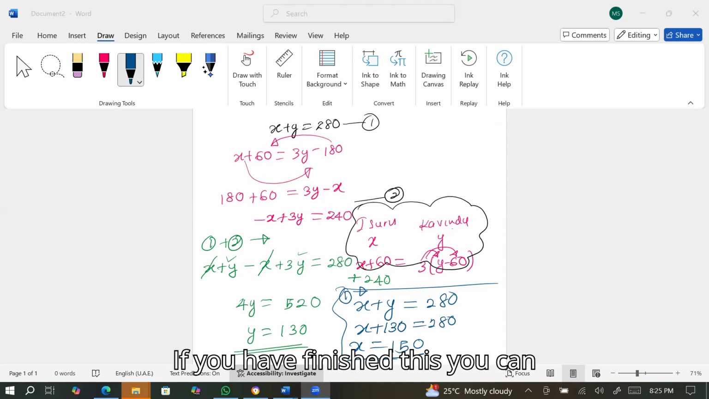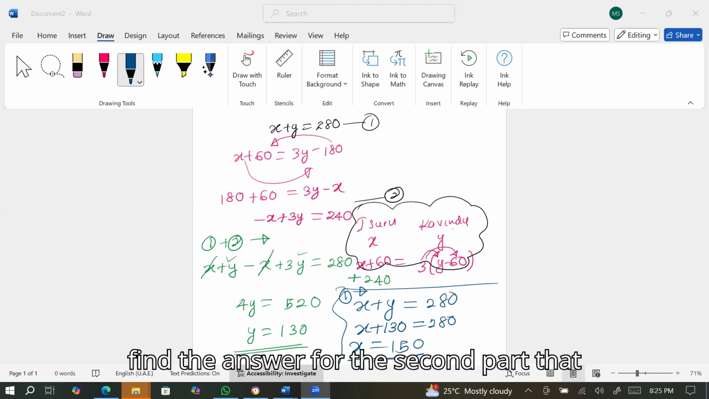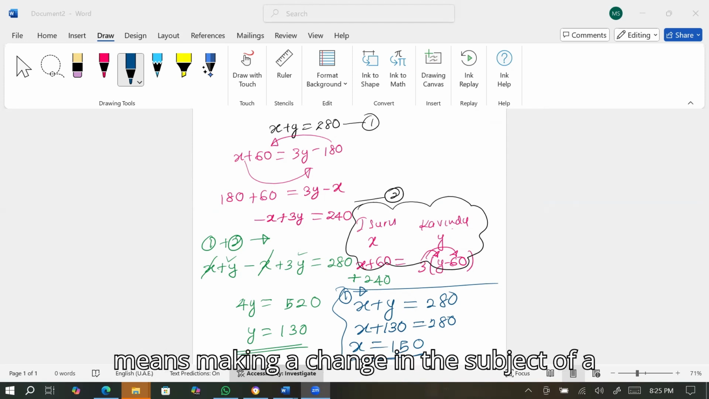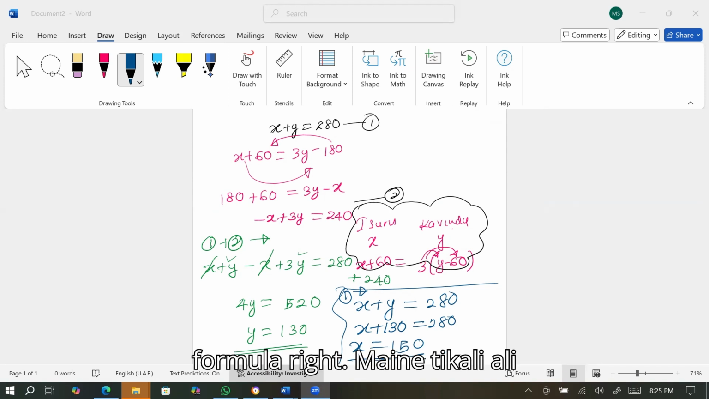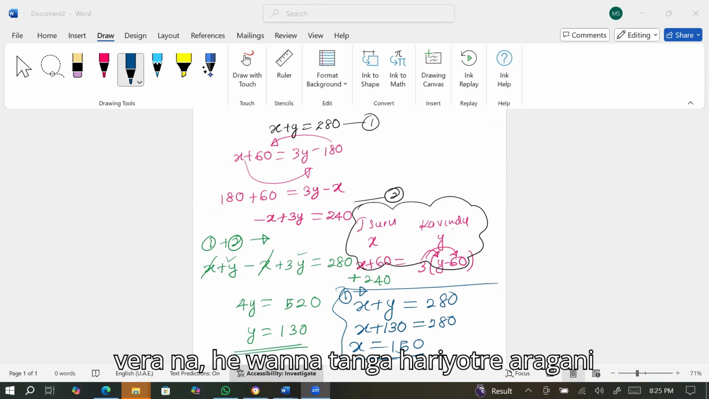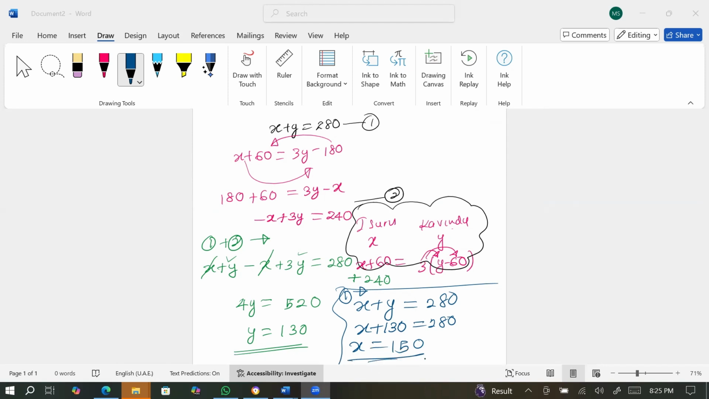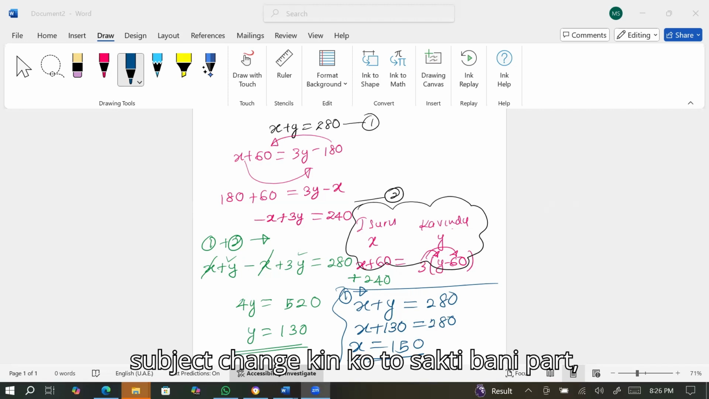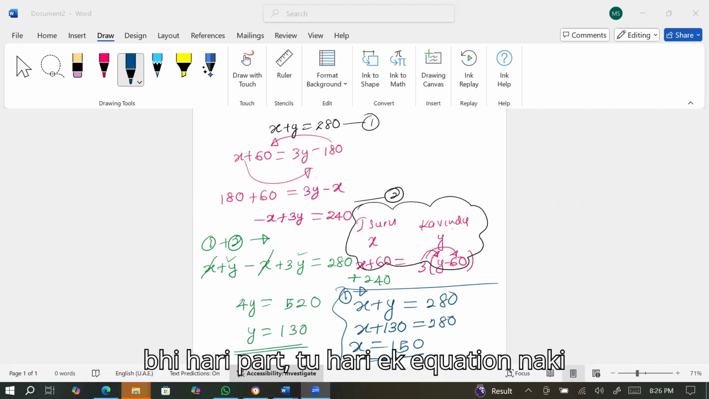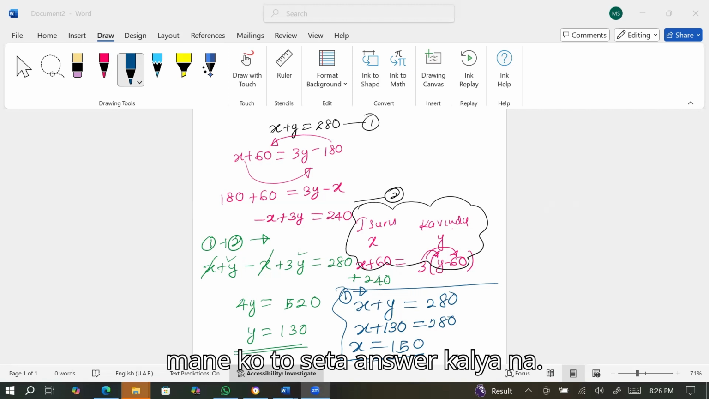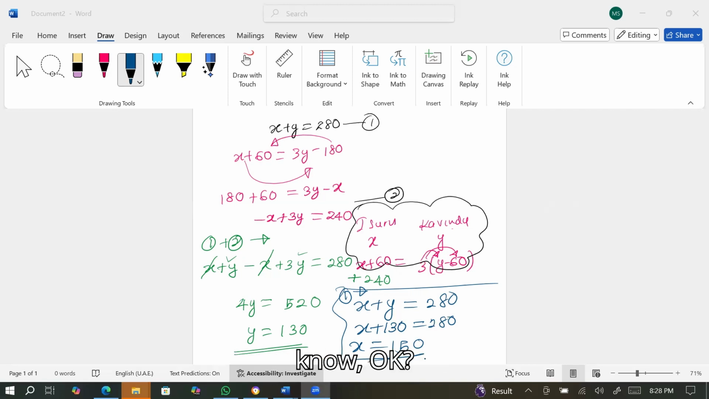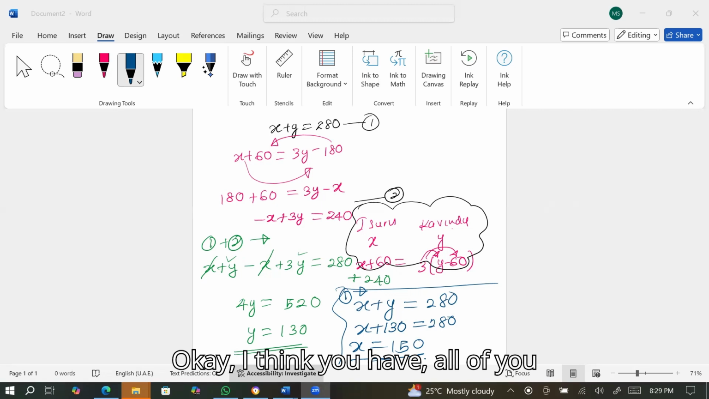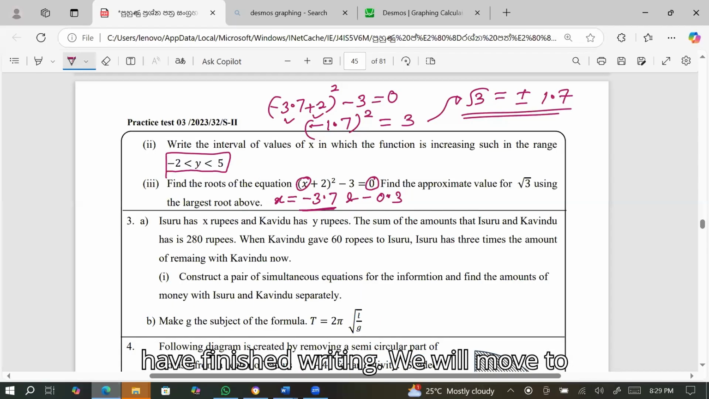If you have finished this, you can find the answer for the second part, that means changing the subject of a formula. Finish writing this or take the correct answer. Write the answer for the part B question on changing the subject. If you have finished writing, let me know. Okay, I think all of you have finished writing. We will move to this question, part B.